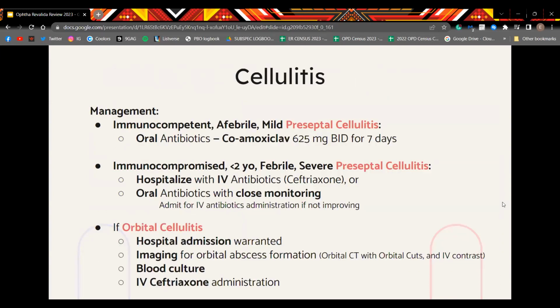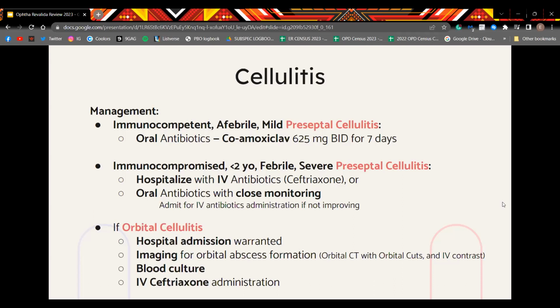So management would be kapag immunocompetent, febrile naman yung patient and medyo mild lang yung preseptal cellulitis, you could try oral antibiotics. If immunocompromised yung patient naman or less than 2-year-old or may fever na siya and tingin mo medyo severe yung preseptal cellulitis, medyo warranted na to hospitalize the patient for IV antibiotics. So IV antibiotics would be ceftriaxone. Pero for some kaya pa rin nilang gusto pa rin nila i-try yung oral man lang.